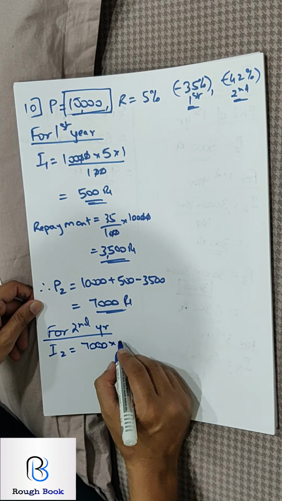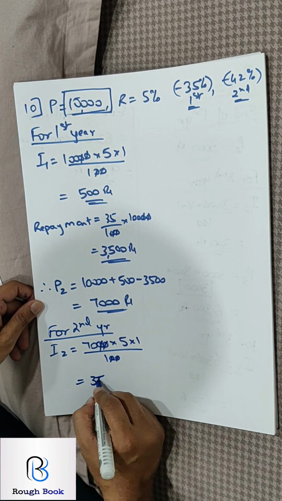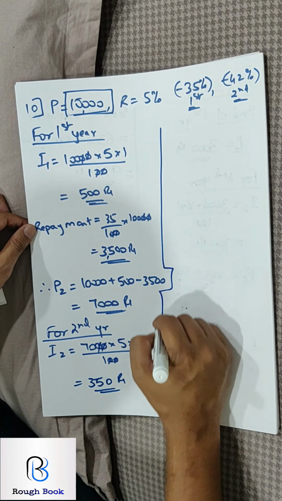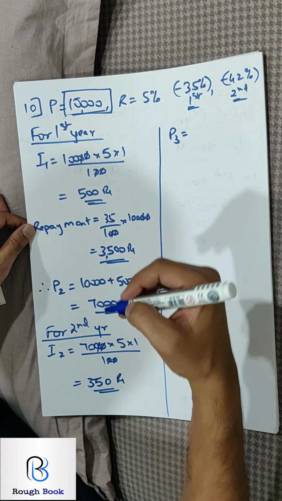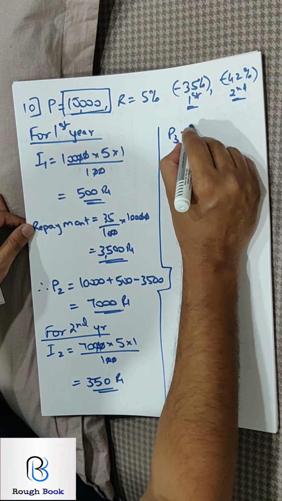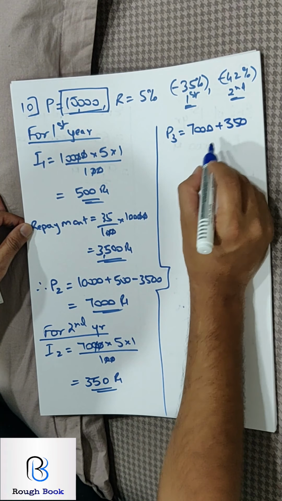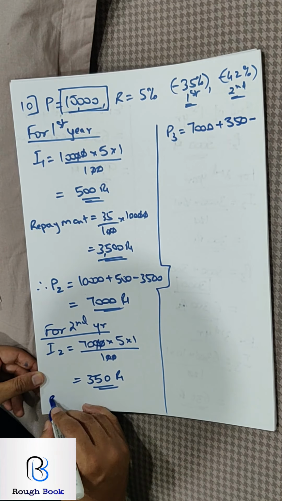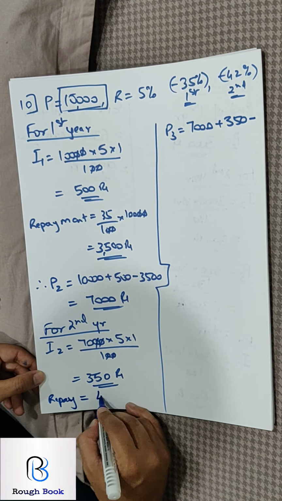So for the second year, let's calculate I2. 7,000 at 5%. So that should be 350 rupees. Did you manage to get the same? 350. So now my P3, the principal for the third year, will be this 7,000 which is the balance plus the interest 350 minus the money that he has repaid. So we forgot to calculate that. So how much will be the repayment?